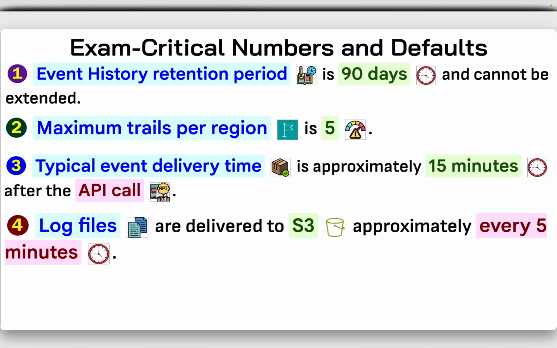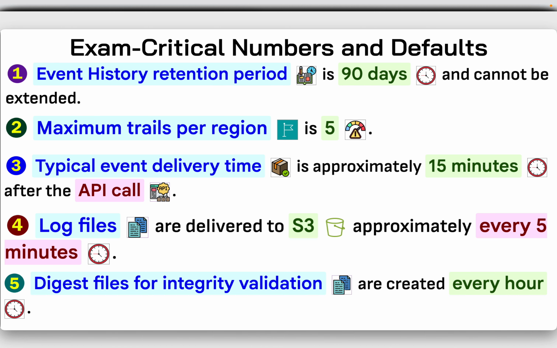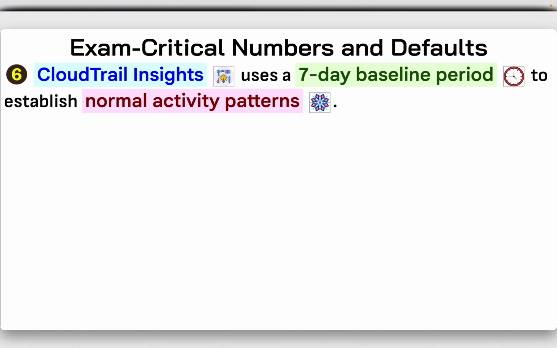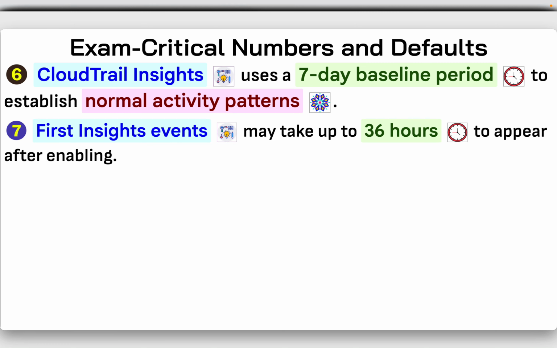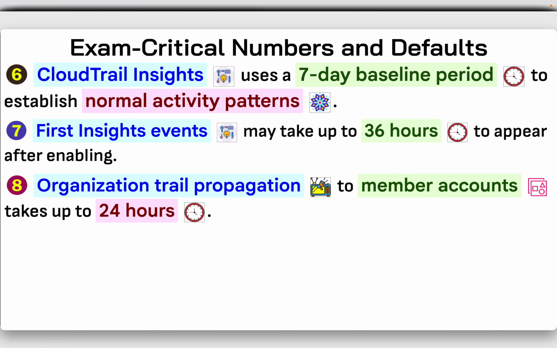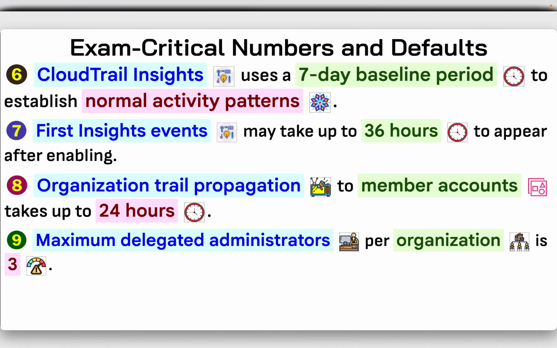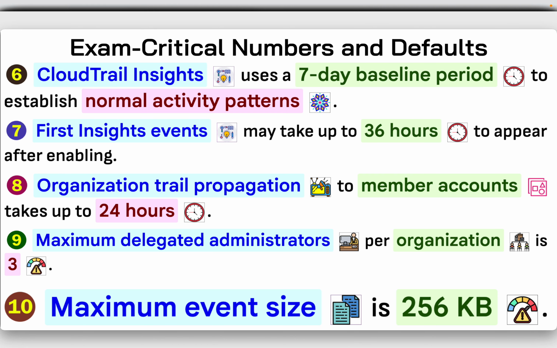Log files are delivered to S3 approximately every 5 minutes. Digest files for integrity validation are created every hour. CloudTrail Insights uses a 7-day baseline period to establish normal activity patterns. First insight events may take up to 36 hours to appear after enabling. Organization trail propagation to member accounts takes up to 24 hours. Maximum delegated administrators per organization is 3, and maximum event size is 256 kilobytes.